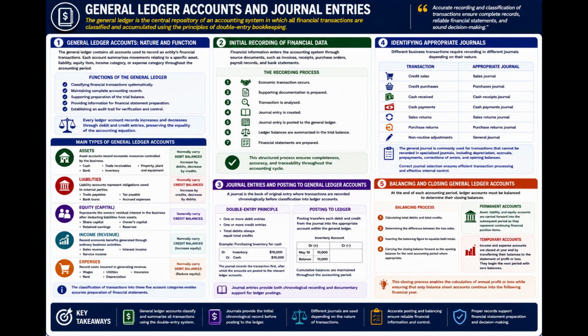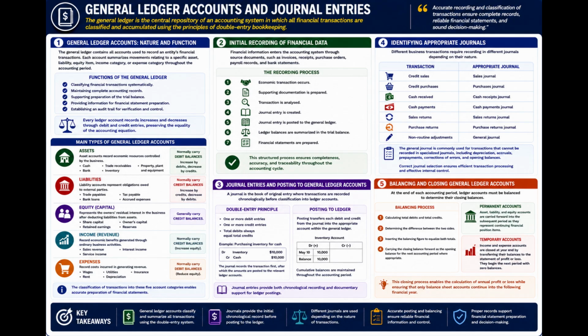Expenses. Expense accounts record costs incurred in generating revenue. Examples include wages, rent, utilities, depreciation, insurance. Expenses reduce equity and therefore normally have debit balances. The classification of transactions into these 5 account categories enables accurate preparation of financial statements.